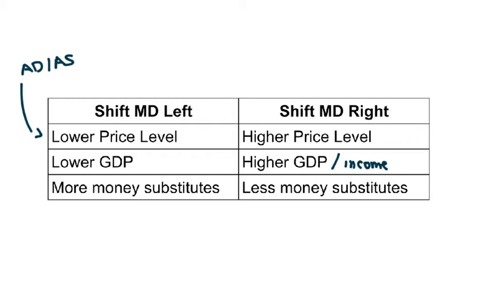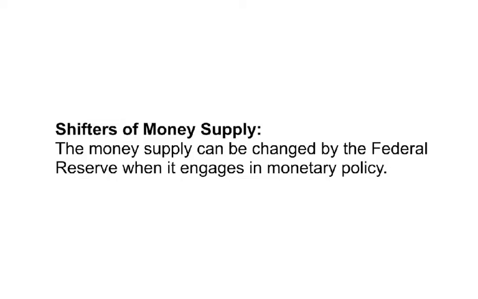Now, you might be a little disappointed, or maybe a little frustrated, when I talk about money supply, because the money supply can be changed by the Federal Reserve when it engages in monetary policy. Monetary policy is the mechanism by which the Federal Reserve changes the money supply. And as we're going to see in future videos in this unit, by changing the money supply through monetary policy, the Fed can stabilize the economy, much like the government can do with fiscal policy.